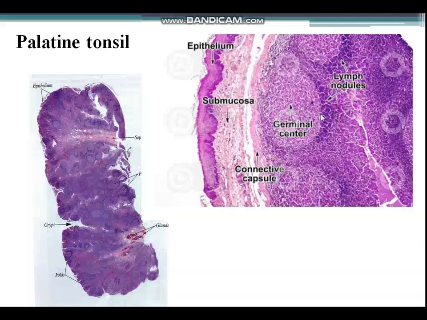The superficial aspect of the tonsil is covered by stratified squamous non-keratinized epithelium, and that dips into 10 to 12 crypts. These are invaginations, and they invaginate into the tonsillar parenchyma. The crypts frequently contain food debris, desquamated epithelial cells, dead leukocytes, bacteria, and other antigenic substances.